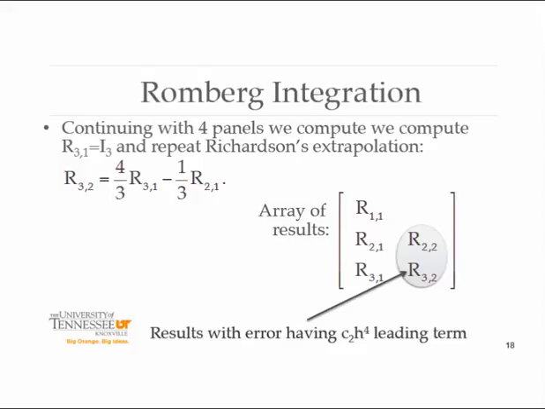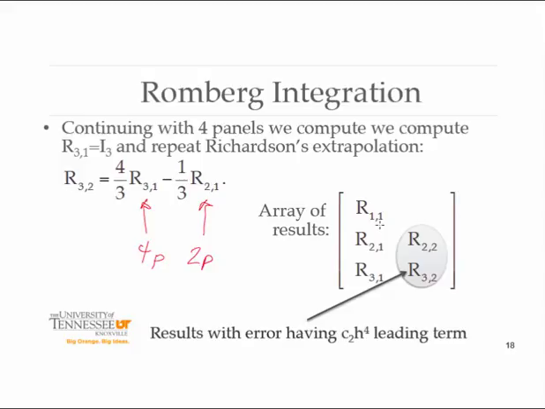So for example, if we continue with 4 panels, and we'll call that R3,1, which will be defined to be I sub 3 back in our table. That means it's going to use 4 panels. And then we'll repeat Richardson extrapolation using the last two approximations. R3,1 is using 4 panels, R2,1 is using 2 panels. So we're extrapolating now using successive number of panels. And after we do the extrapolation, we will get this value R3,2.